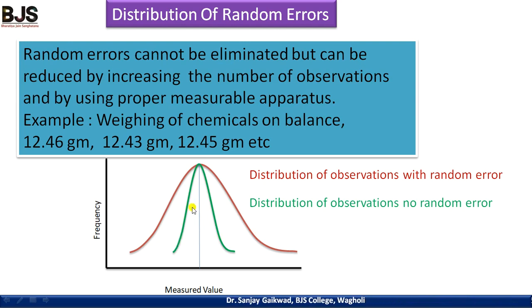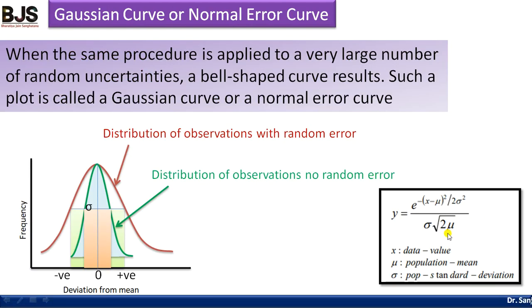Now you observe that this is a sharp peak and this is a broad peak. Under this peak area, we can see whether the results are correct or wrong. Now it can be explained with the help of the normal error curve or Gaussian curve. When the same procedure is applied to a very large number of random uncertainties, a bell-shaped curve is observed. This plot is called a Gaussian curve or normal error curve.